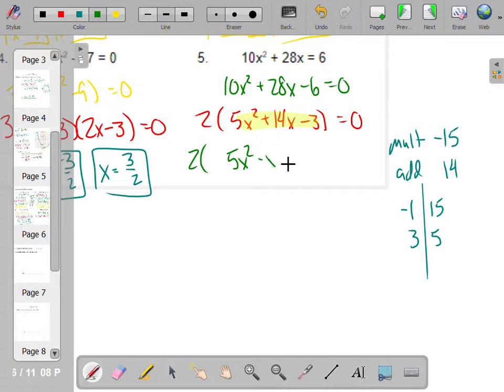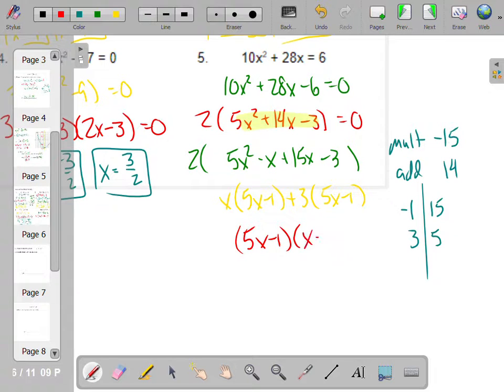5x squared minus x plus 15x minus 3. Then I'm doing the GCF of those two terms. That'd be x, 5x minus 1. Bring down the plus sign. The GCF between 15 and 3 is 3, 5x minus 1. And I think I did it right because those are the same, so 5x minus 1 is one of my factors. x plus 3 is the other, and don't forget the 2.